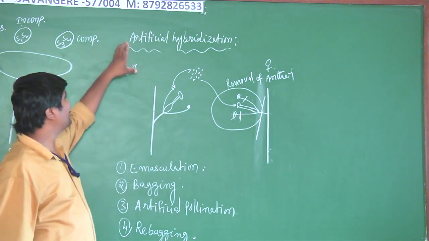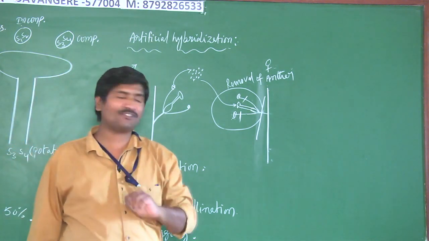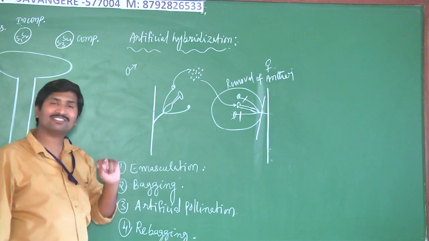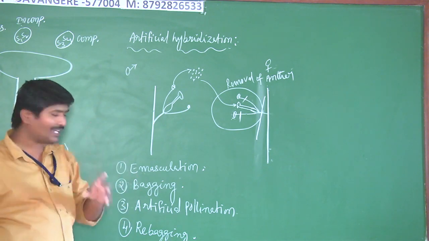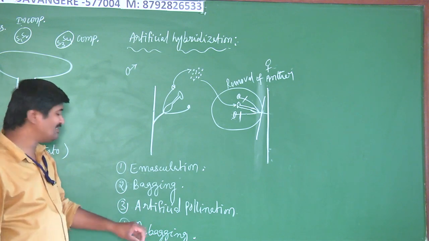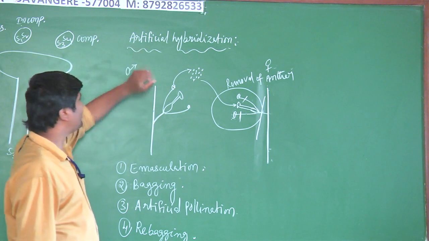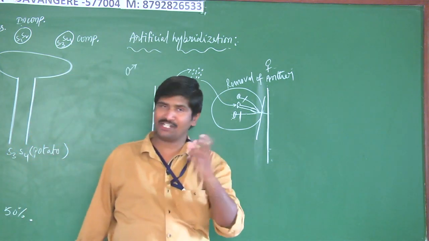So finally, artificial hybridization is followed by 4 steps. One is emasculation, second is bagging, third is artificial pollination, and the fourth is rebagging. That is the concept of artificial hybridization.